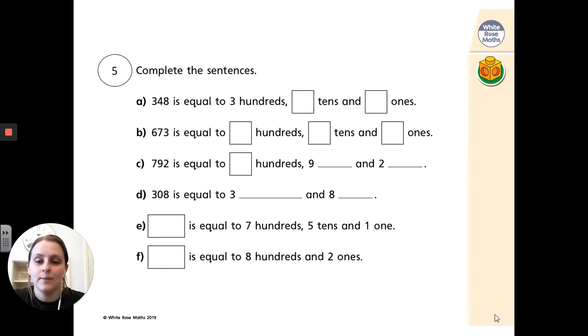792 is equal to how many hundreds? 9 what and 2 what? 308 is equal to 3 what and 8 what? E. Something is equal to 7 hundreds, 5 tens, and 1 one, and something is equal to 8 hundreds and 2 ones. So how would I write those last two as the whole number that those digits add up to? Okay. Pause the video so you've got some time to answer this, and there's quite a lot to do on this one. So do pause the video here.